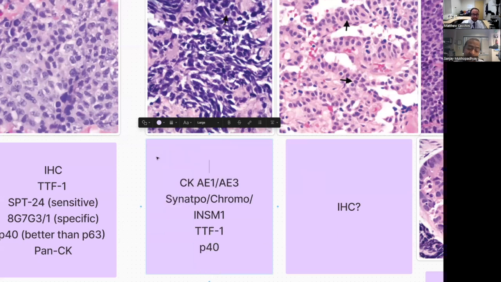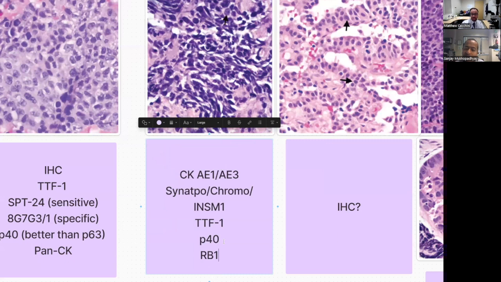And nowadays I've started doing an RB1, which is nice. Loss of RB1 sometimes helps you when there's a disagreement about morphology. And I feel my colleagues and I are both more likely to call something small cell if RB1 is lost and the morphology is borderline. So yeah, this is my panel, Matt.